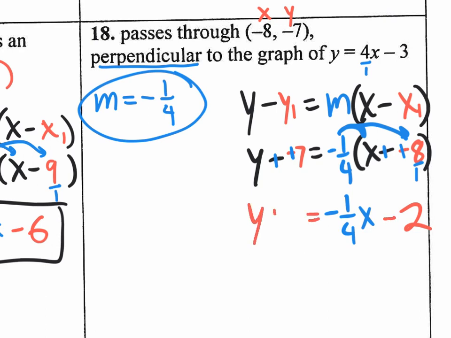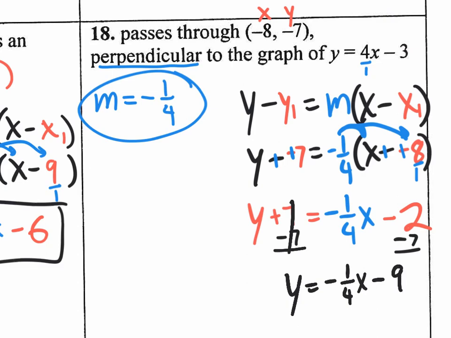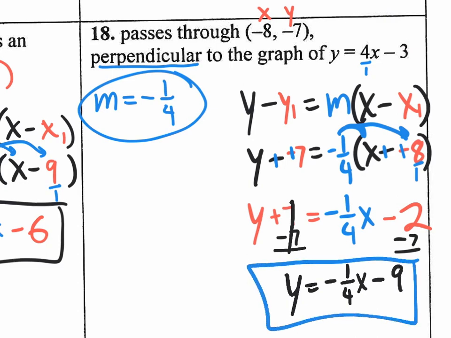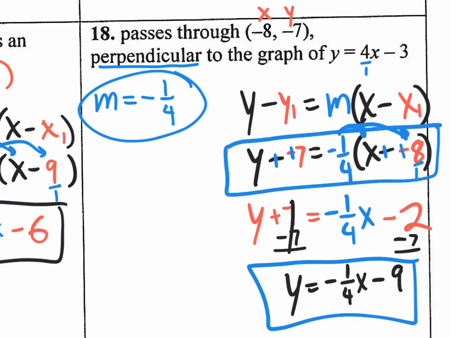We still have y plus 7. Final step would be to get rid of that 7 by subtracting 7 and subtracting 7. So we'd end up with y equaling, bring down the -1/4 x, and -2 take away 7 is -9. And that's our slope-intercept form equation. If they would have asked for point slope, you would stop up here. But if they asked for slope-intercept, you go down to this.